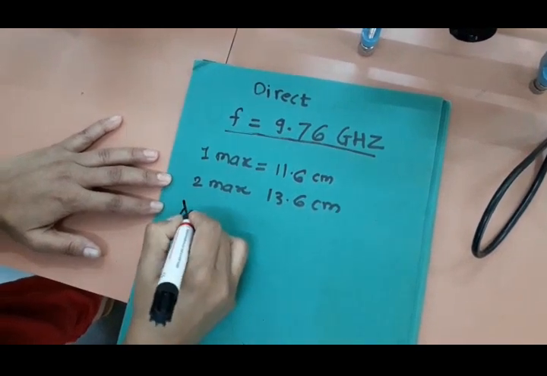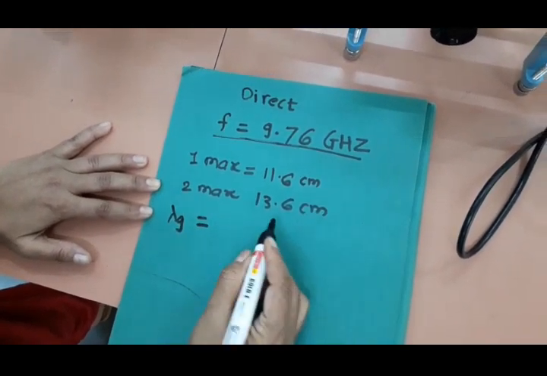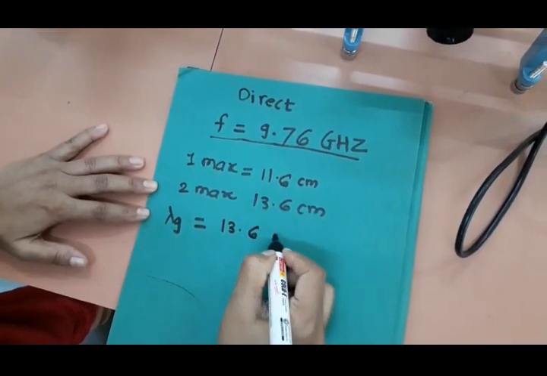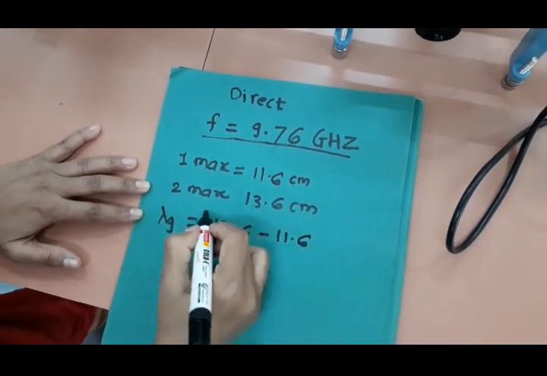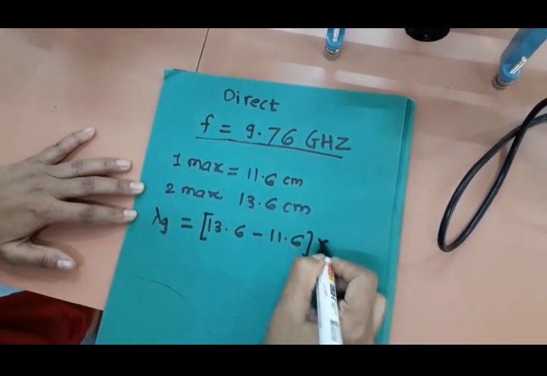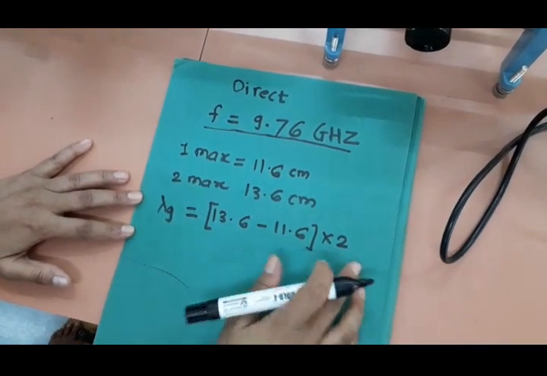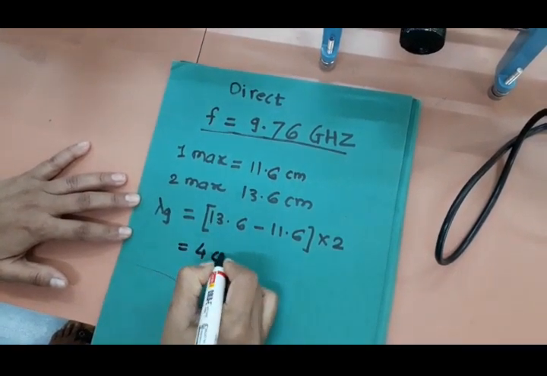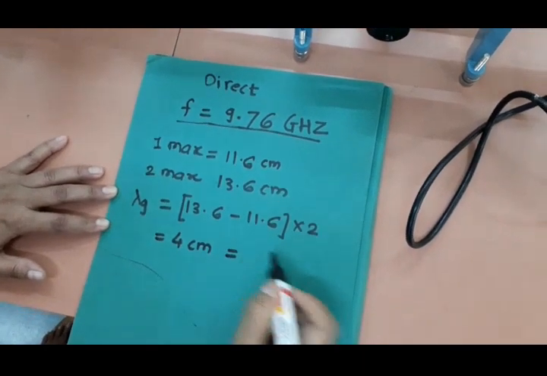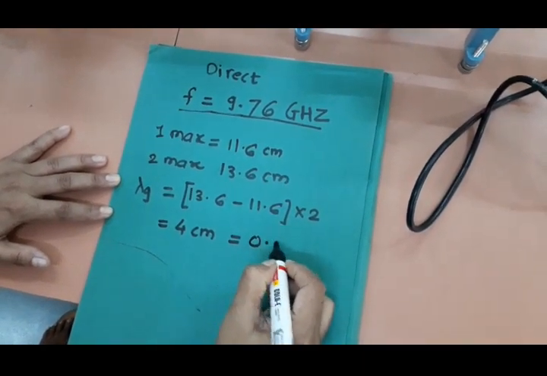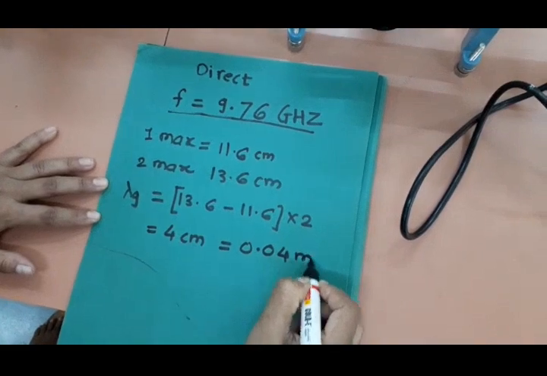What will be the lambda g? So lambda g is nothing but 13.6 minus 11.6, into 2. So twice the difference between two maxima. This difference will be 2, and 2 into 2 will be 4 centimeter. If I convert it into meters, it will be 0.04 meters.